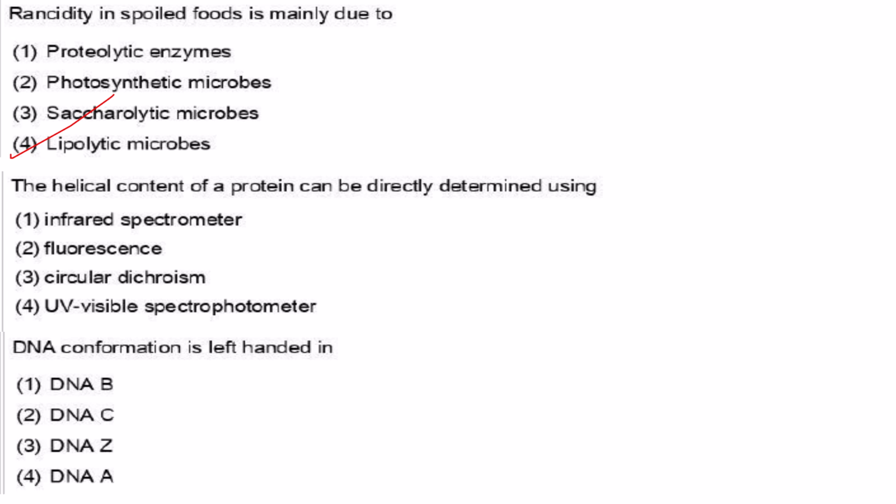The helical content of a protein can be directly determined using, so it is circular dichroism. It is involved in the determination of secondary structures as well as helical content. Okay, then DNA conformation is left-handed in, you all know it is Z DNA. B DNA, A DNA are right-handed.